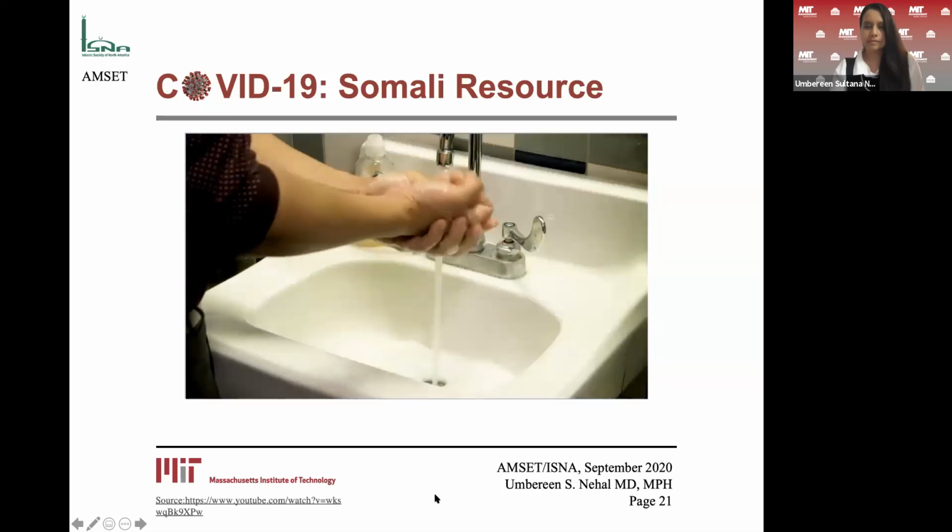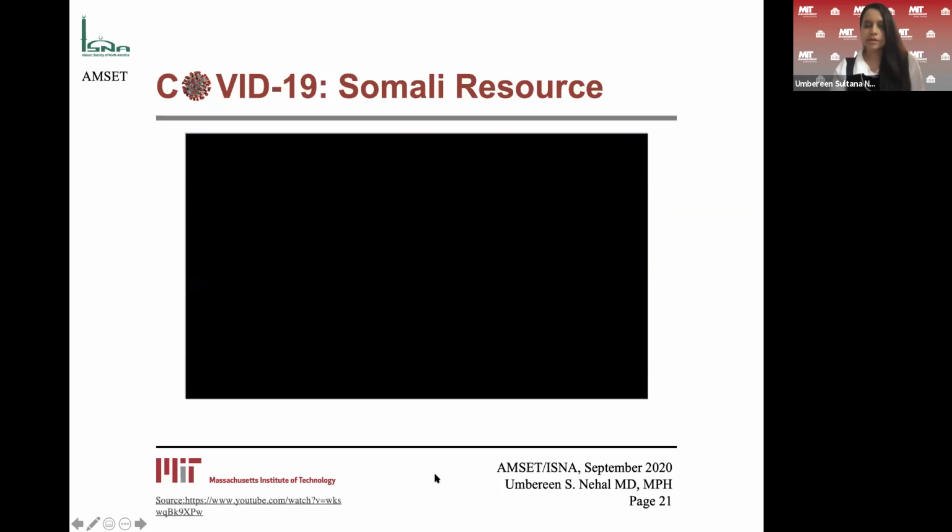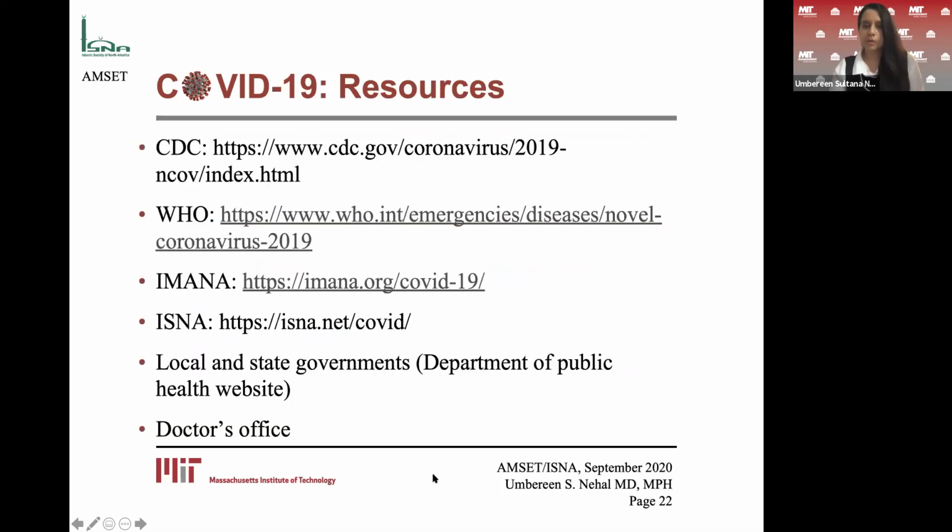So consider ways that you can support your community and find them valid pieces of information, and be sure to share only information that comes from health sources like this: the CDC, the WHO, IMANA, Islamic Medical Association North America, ISNA, local and state departments, your Department of Public Health, doctor's office.